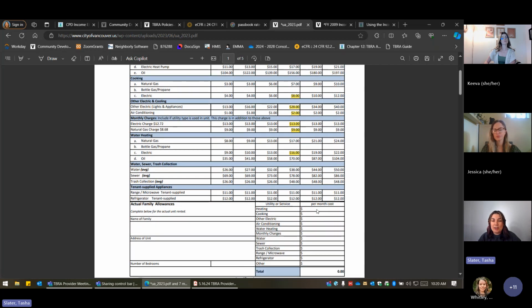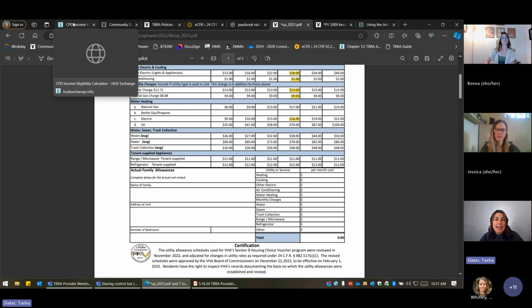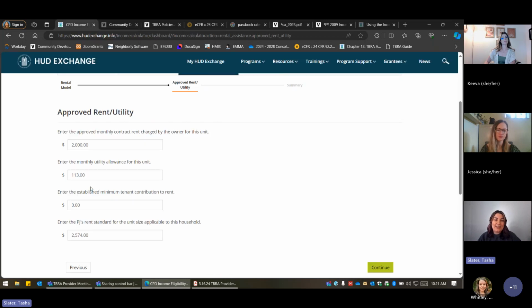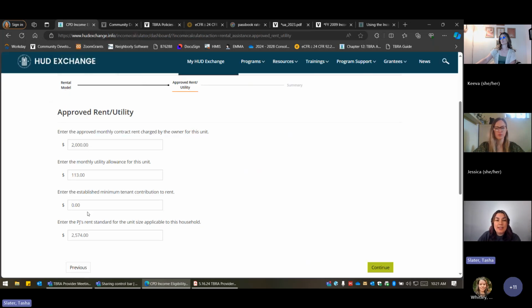So all of this, you'll fill in these boxes, total it'll be $113, and you'll fill this all out and keep this in the family's file, the household's file. So here, $113 for the utility allowance. So this should stay $113 every month. So if you're paying the utility, let's say you're paying the natural gas directly, you would give the natural gas utility company $37 each month. And then in this case, there's no minimum tenant contribution to rent.